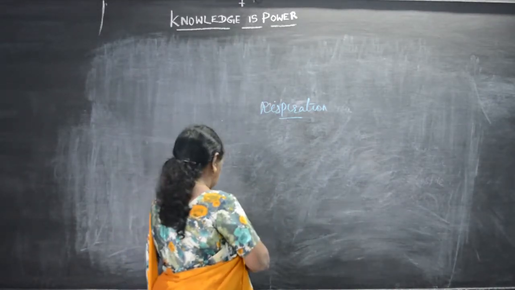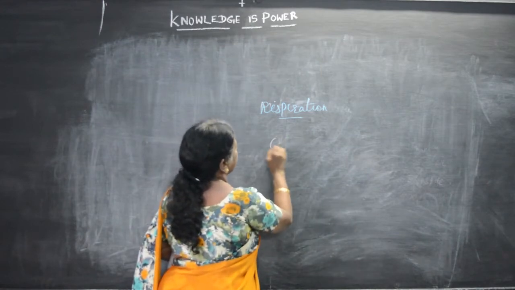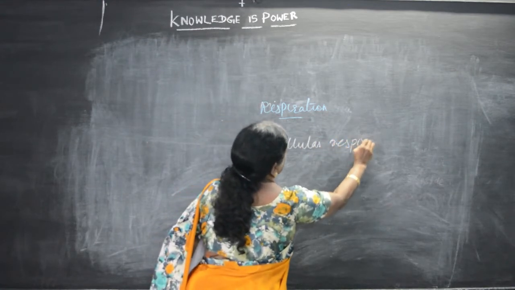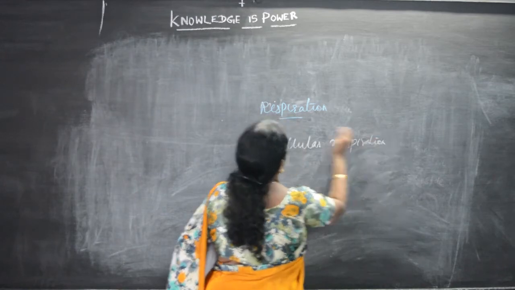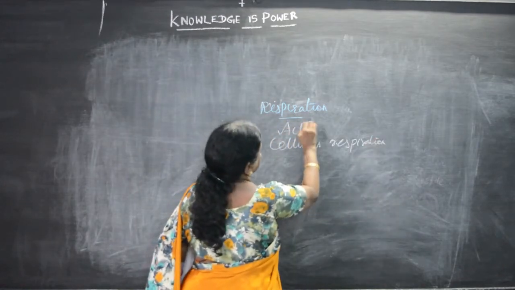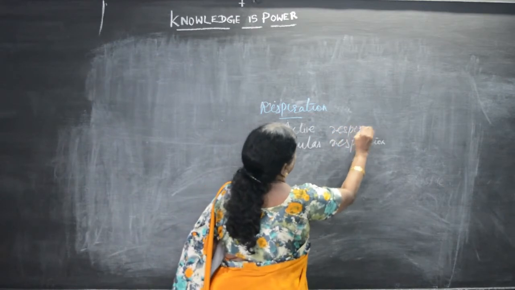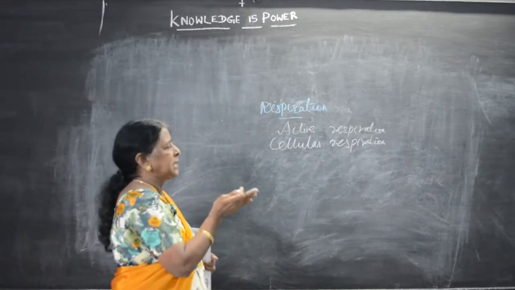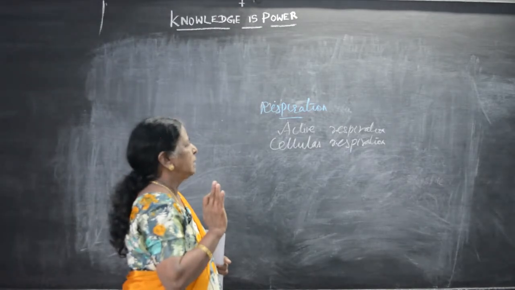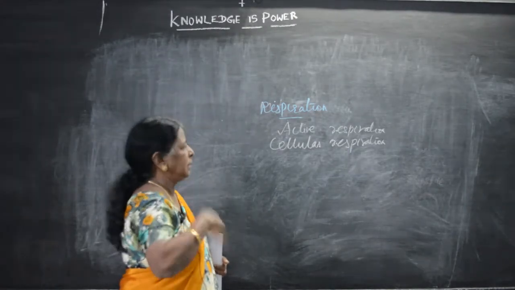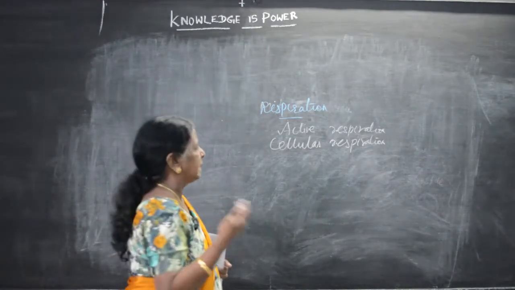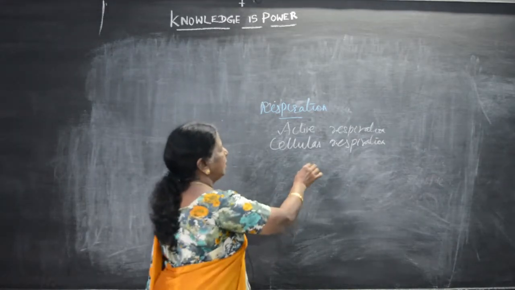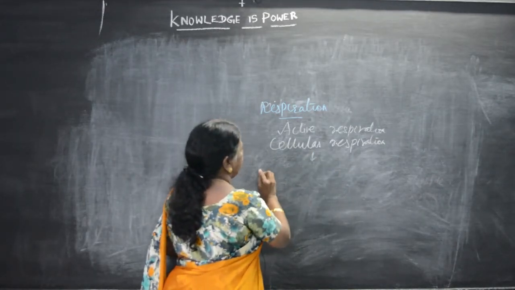One is cellular respiration. The other one is active respiration. Respiration is nothing else, it is exchange of gases between the organism and the environment. Exchange of gases means oxygen is taken in and carbon dioxide and water vapor are released. This is with the help of some other organs present in plants as well as in animals. Cellular respiration we can further divide into aerobic and anaerobic.